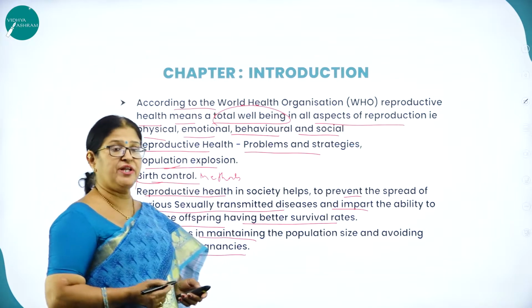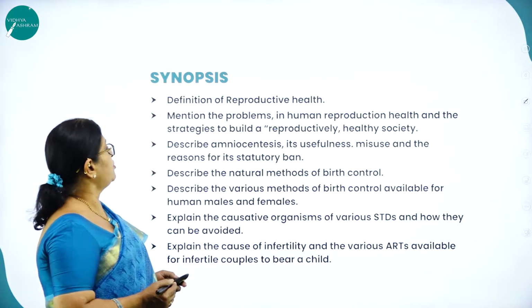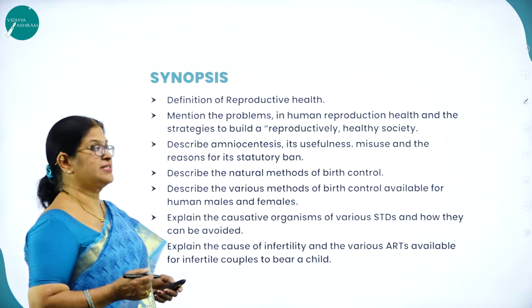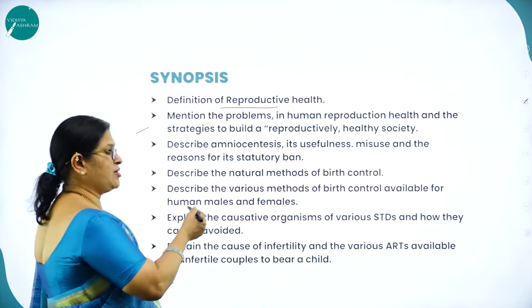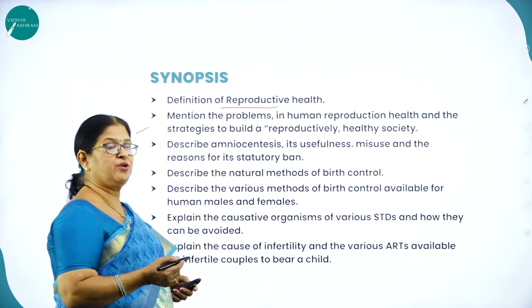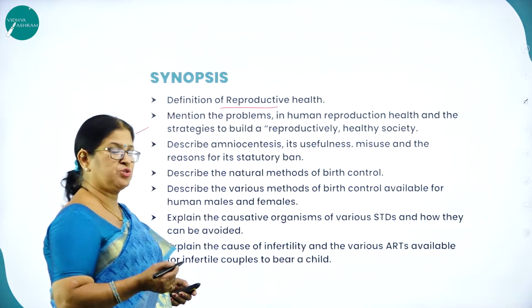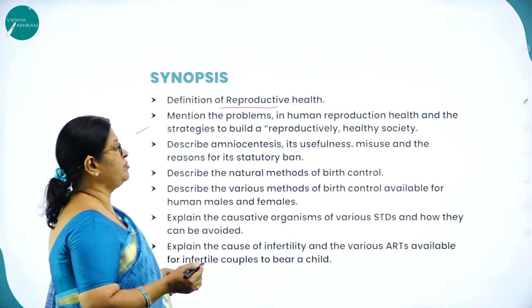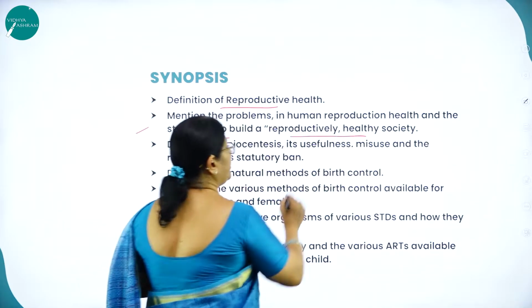So all this is very important in this particular chapter called reproductive health. In this chapter, as I said, we are going to study the definition of reproductive health. As I already said, it is total well-being in all aspects of reproduction, that is physical, emotional, behavioral and social well-being. Then mention the problems in human reproductive health and the strategies to build a reproductively healthy society.